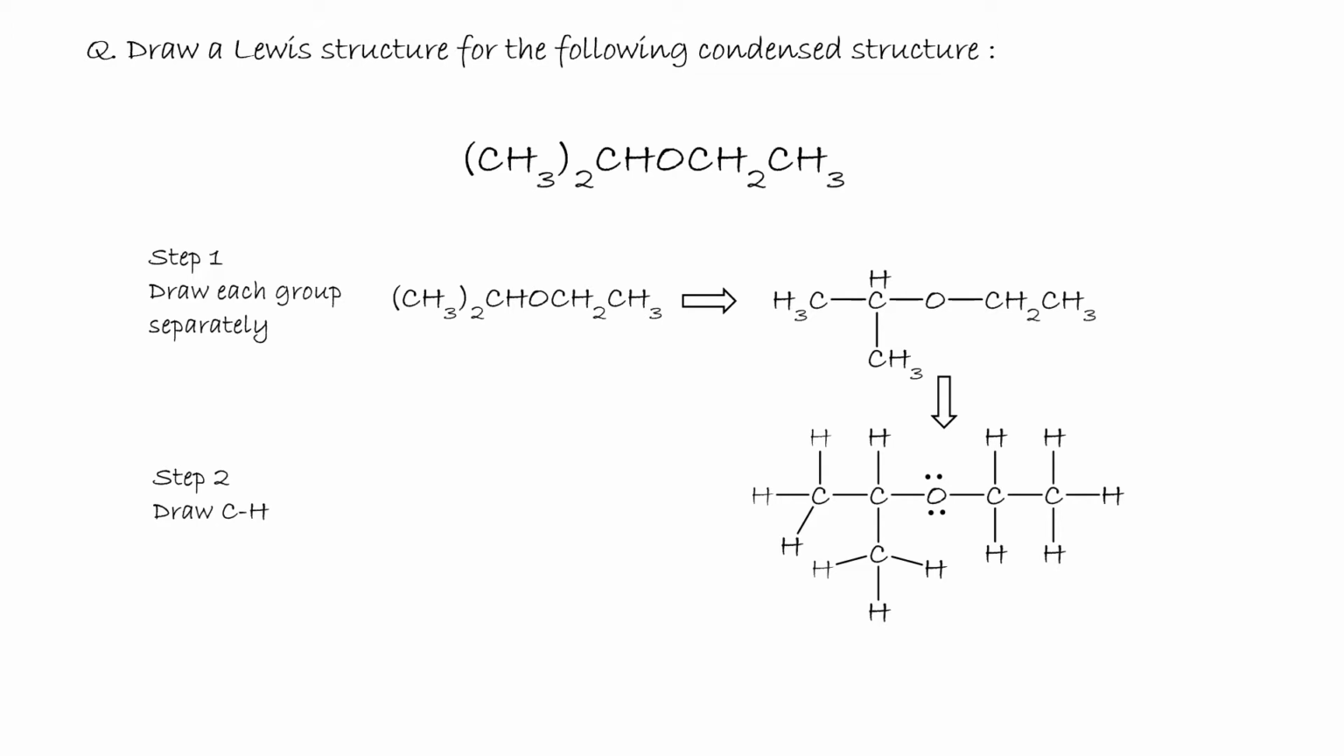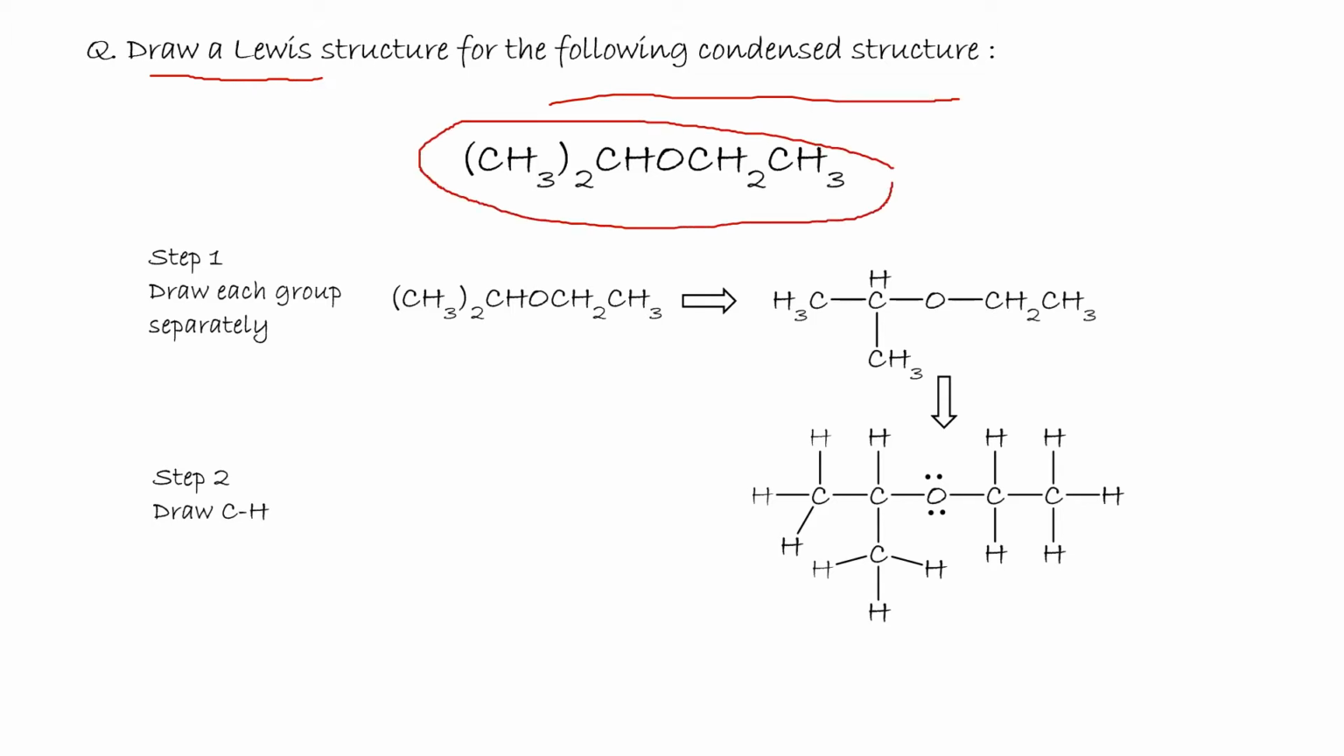The first question, draw the Lewis structure for the following condensed structure. This is a condensed structure. So the first step, you make a connection between all the atoms except hydrogen. So we have here carbon carrying 2 CH3. So that's CH3, CH3. And then this carbon connected to oxygen. All right. This oxygen connected to carbon. Okay. And this carbon connected to carbon. So this is the first step.